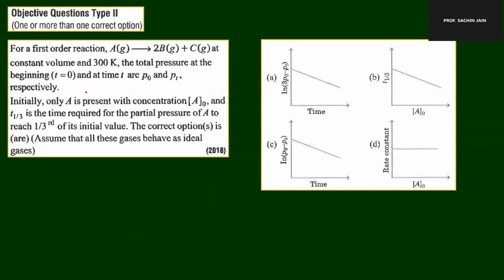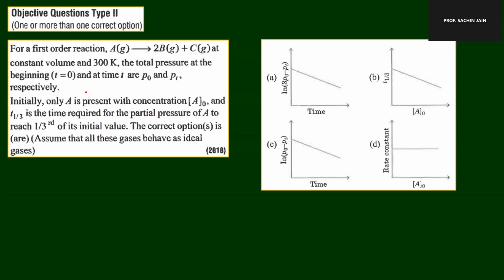Okay, this is a PYQ from 2018. For a first order reaction, A giving you 2B plus C at constant volume and 300 Kelvin, the total pressure at the beginning, t equal to 0, and at time t are P0 and Pt respectively. At the beginning, it was P0, at the end after time t, it is Pt. Now, initially, only A is present with concentration of A0, and t1/3 is the time required for the partial pressure of A to reach 1/3 of its initial value. The correct option is R. Assume all these gases behave as ideal gases. And I have to verify which graph is correct.